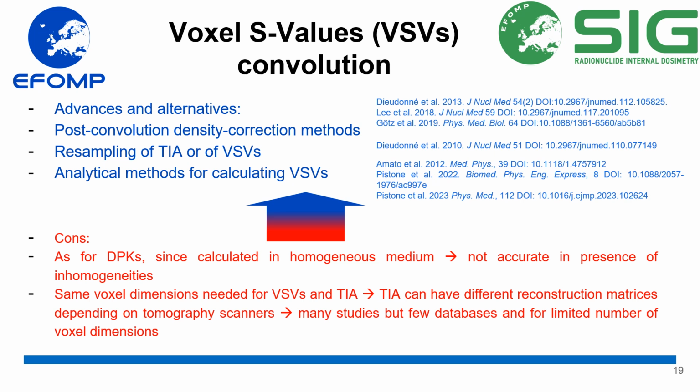As always, researchers are finding solutions to overcome these difficulties. Here, some recent advancements and alternatives: introducing density correction methods, resampling the time-integrated activity map or the voxel S-value maps to match each other, developing analytical methods for calculating voxel S-values. On the right, a list of references for the details.